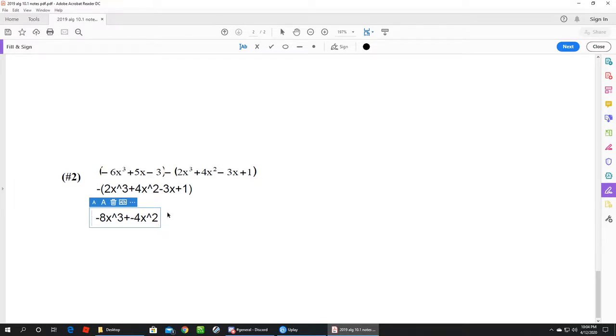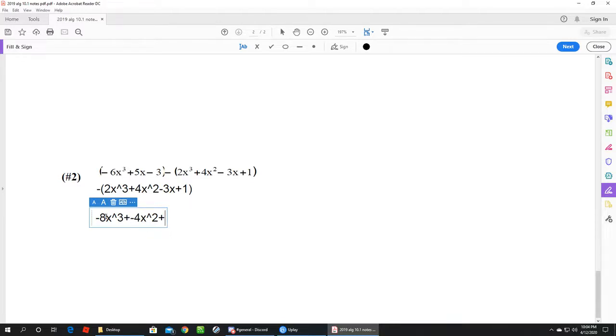And then what's next? Plus. I just like to have plus signs and then put the negative afterwards. You could write this as negative 8x to the third minus 4x to the second if you want. It's up to you. I'm just keeping it simple, right? Keeping the plus signs just so I can keep track of where I'm at.